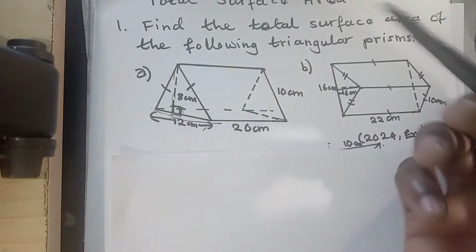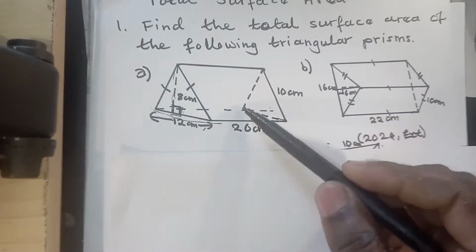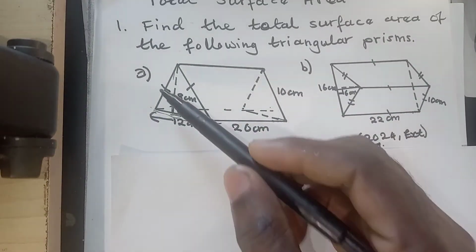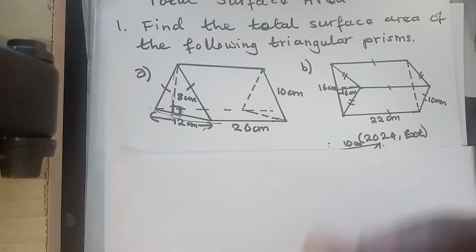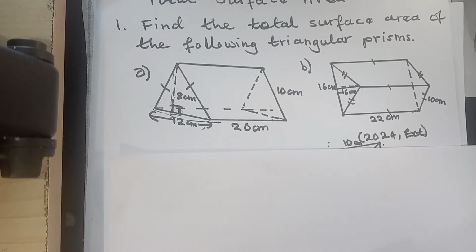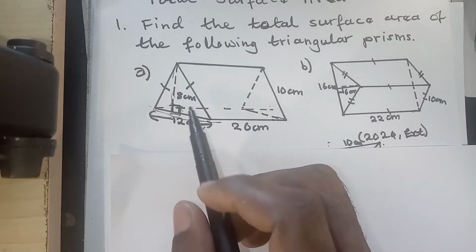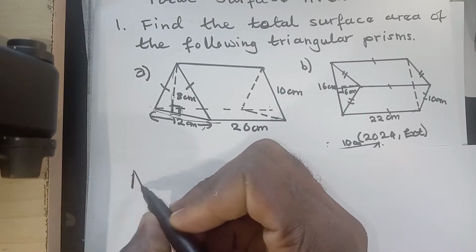By all means, it's okay. You can find the area of this face, the area of this face, the area of this face, the area of that face, and the area of that face, and then add them all up together. You still get the same correct answer, except that that may take some time. So now let me just show you an easier way of finding the total surface area of this.